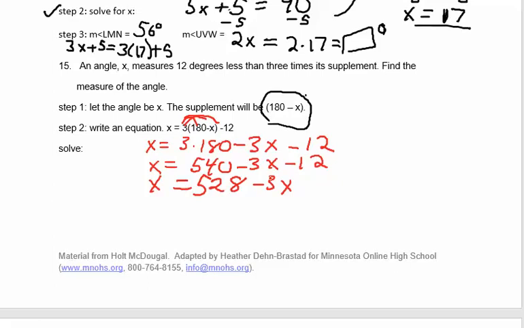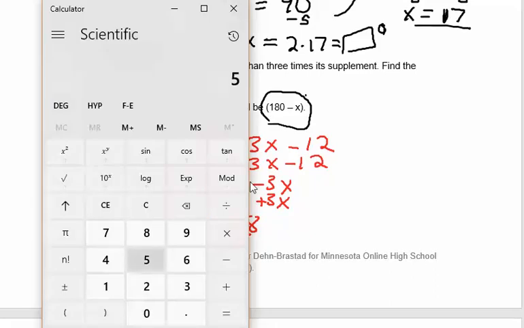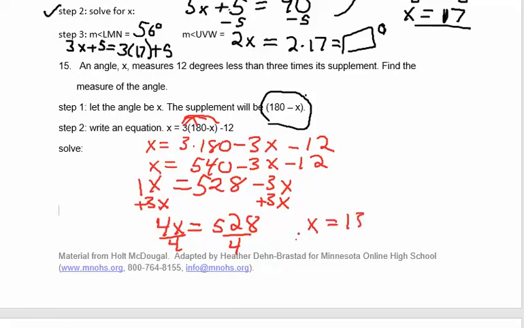Now I have an x on the left and an x on the right. Your next step is to combine those, but you can't just go x minus 3x is minus 2x. They're on different sides of the equal sign, so I have to undo the minus 3x by adding it to both sides. Now this is 1x plus 3x, so that's 4x equals 528. And then my last step is to divide both sides by 4 so that I can undo the multiplying by 4. 132. So x equals 132.